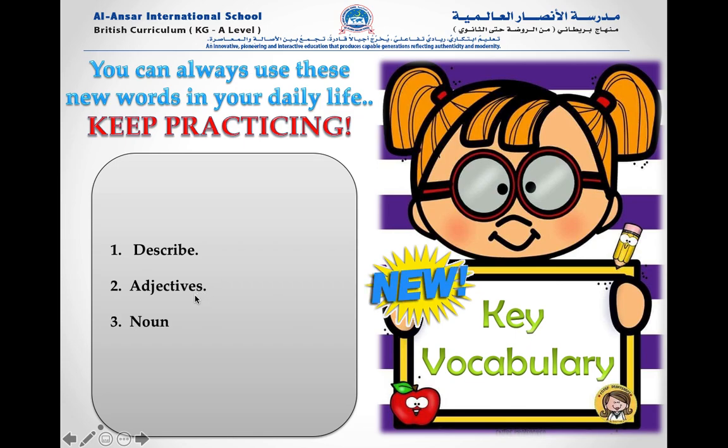Now, the things that you are describing, like for example, this girl, she will be the noun. She is the object. I am going to describe her, so I am going to think of adjectives. For example, the girl is wearing red glasses. I described her glasses. Her glasses are red. So the glasses are the noun because it is the object that I described. And the describing word is red because that is what it looks like.